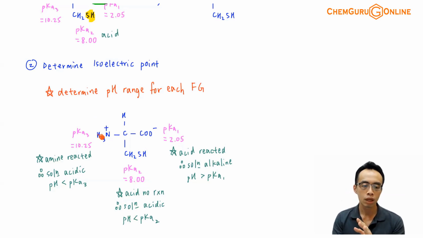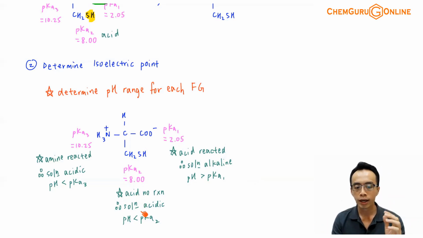Now if I consider my alpha amino group, my pKa3 is 10.25. You notice it takes part in the reaction, converted to form NH3+. So this will mean that the solution is acidic with respect to the base. If my amine takes part in the reaction, the solution is acidic with respect to your amine, and therefore the pH will be smaller than pKa3, pH is less than 10.25. So these are all the ranges that we have, and we want to combine them together and work out the pH range which is consistent with everybody.